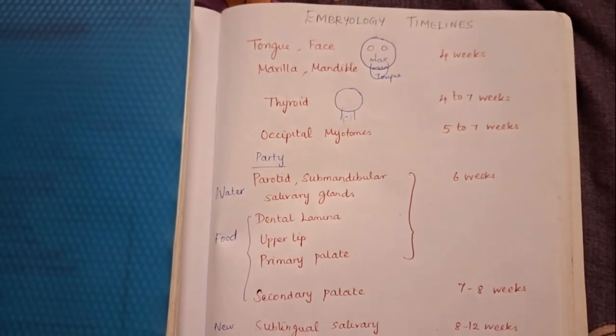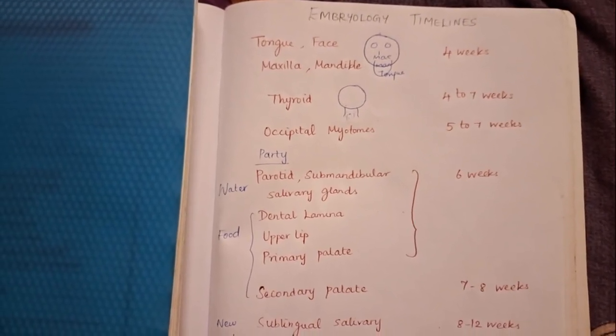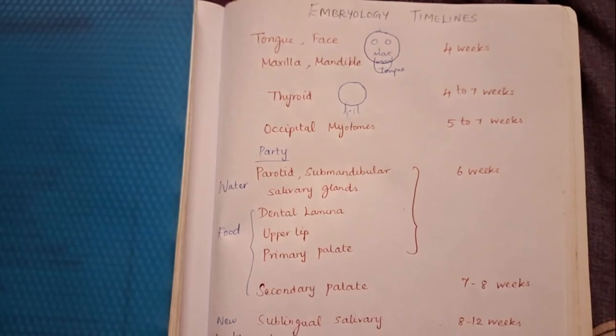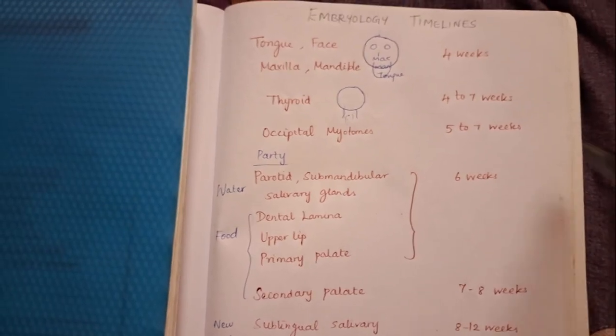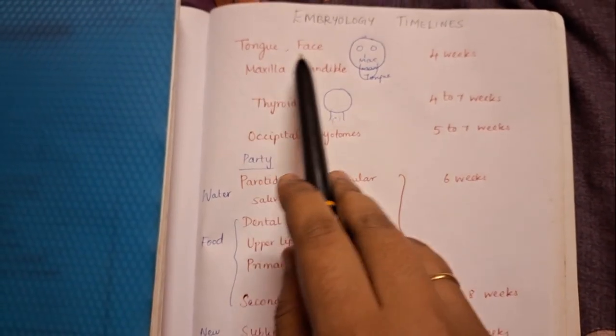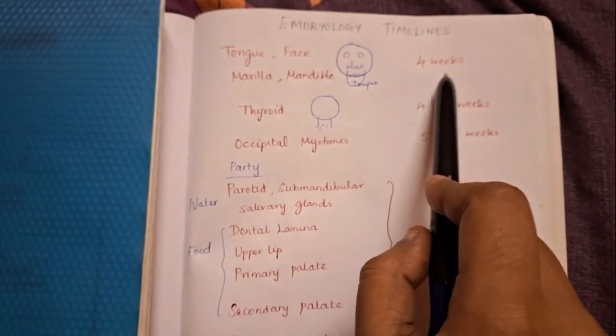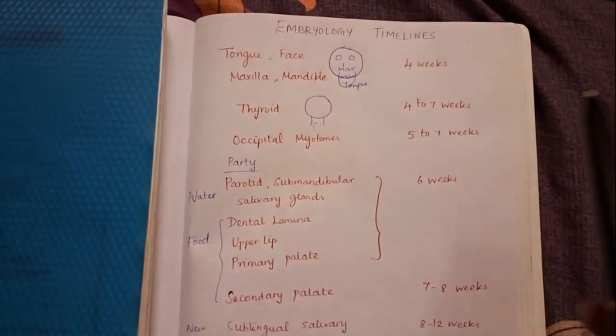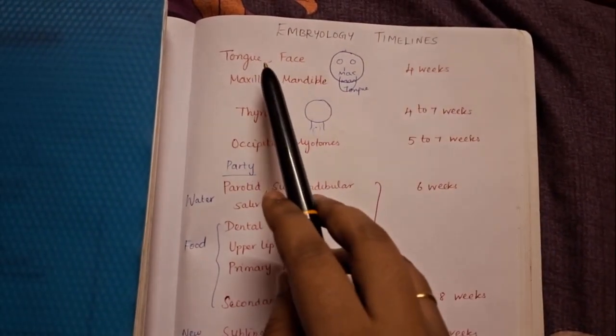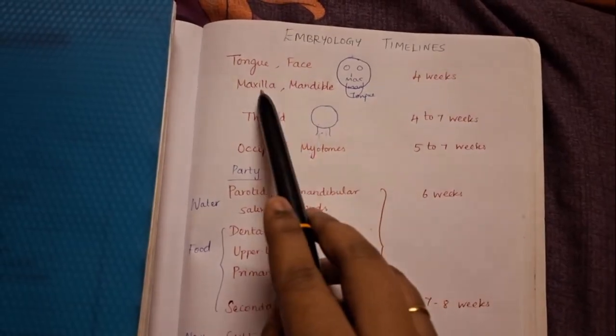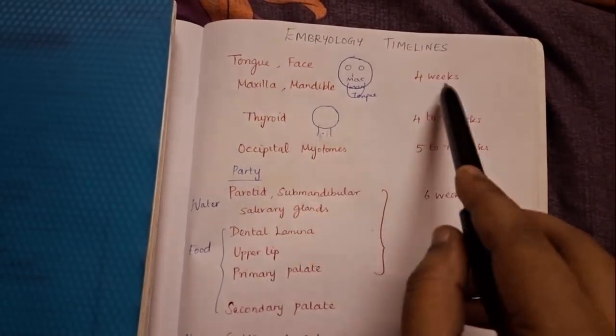So this is an embryology timelines video where I'm going to give you a small story so that you can easily remember the timelines. Starting with it, first you can remember that tongue, face, maxilla and mandible all will develop at 4 weeks. Just remember tongue is a boy, a small boy. So face, maxilla, mandible around it are all getting formed at 4 weeks.